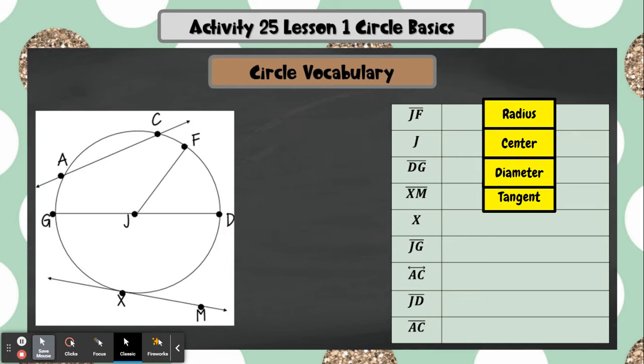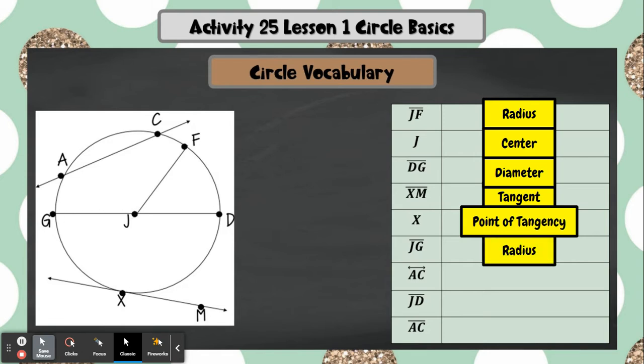Now, point X, it's just a point. It's not the center of the circle, so it's not right in the middle. This is something we call the point of tangency. That's where the tangent line touches the circle. We call that the point of tangency. All right, JG. That's another radius.